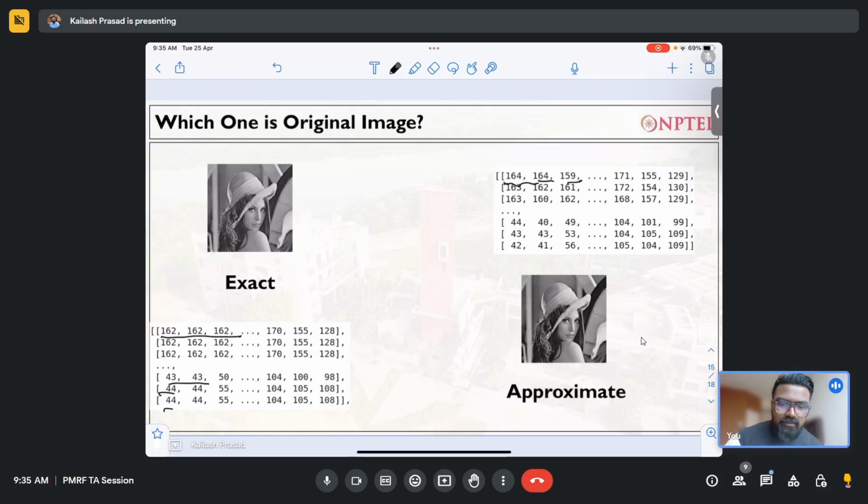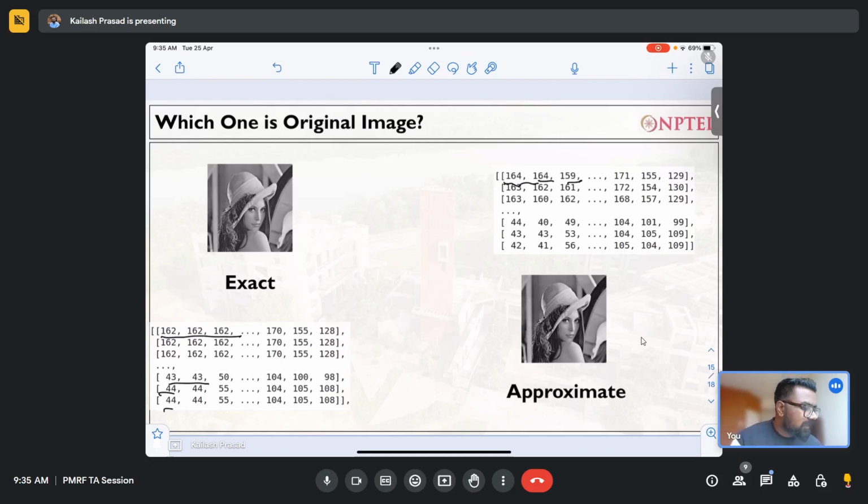So you see the right one is approximate, but it looks much better to you. The idea is, if your hardware is also approximate, you can save a lot in terms of energy, power, and area, because in all of this image processing, you cannot visually differentiate between the exact and approximate image.